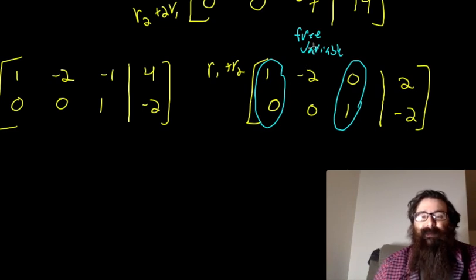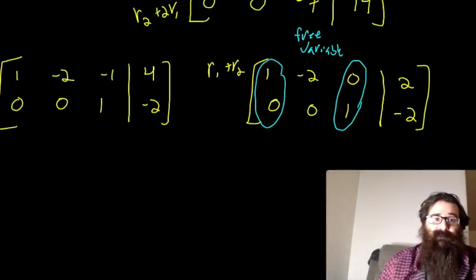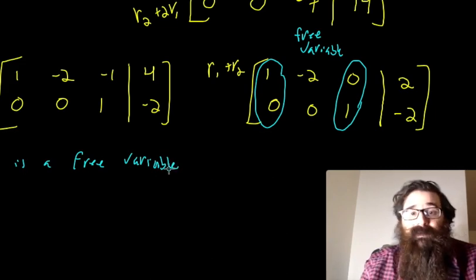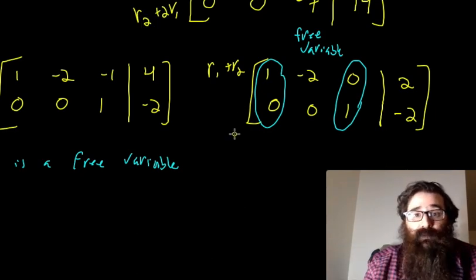So we're really saying that the non-pivot column is where the free variable lives. In this case, x2 is a free variable. So I'm going to jot that down as well. x2 is a free variable, and that's because it is not in a pivot column. Pivot columns refer to basic variables. If it's not in a pivot column, it refers to a free variable.